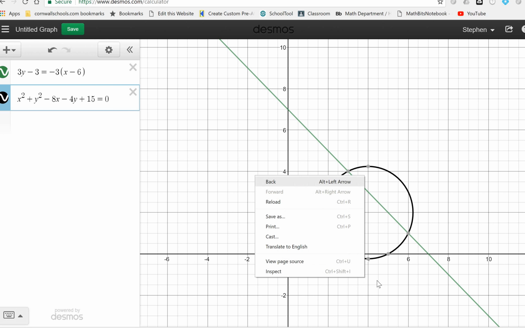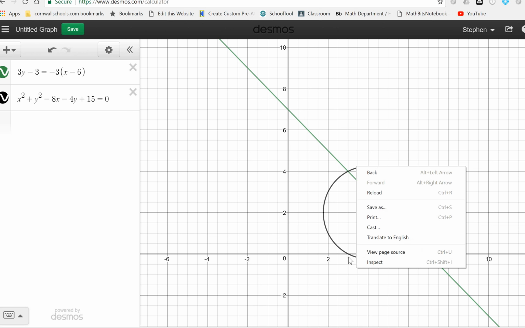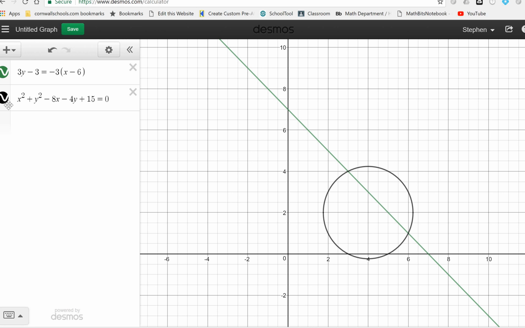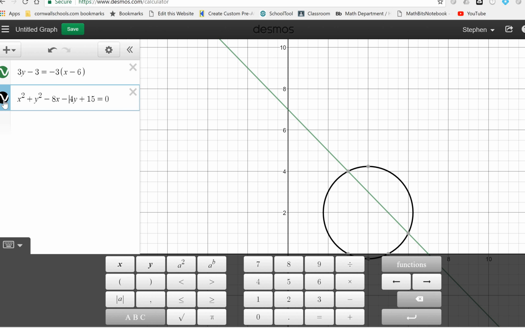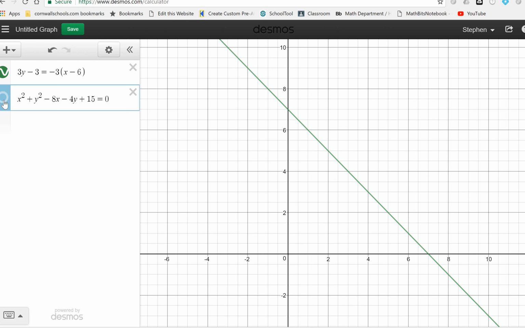And we see our two graphs. One of them is black, one of them is green. Yours might have different colors. You could actually adjust the color by clicking here. You can make it whatever color you want. You turn that off, turn it back on. But we do see that it clearly indicates the points of intersection, 6, 1, and 3, 4.